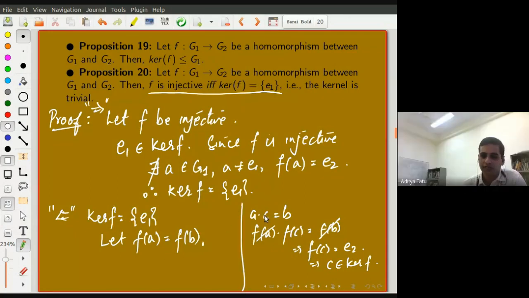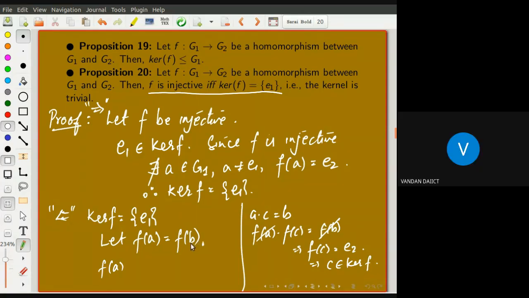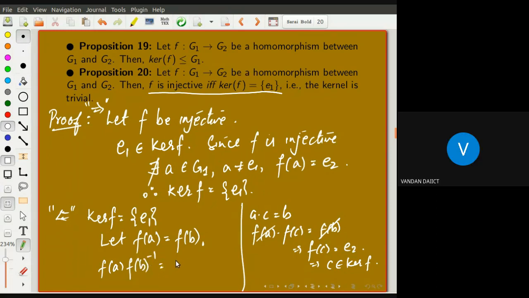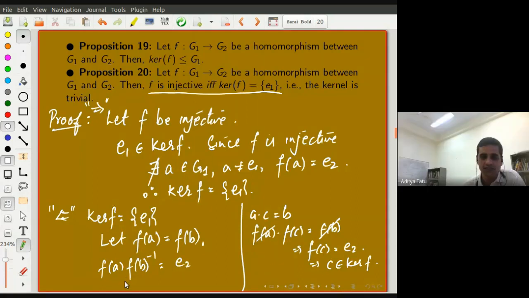I think you can avoid using C simply by doing it this way. So F of B is an element in group 2, right? Therefore F of B inverse is also an element in group 2. I can multiply on the right by F of B inverse on both sides. What will I get on the right hand side? Identity, E2. And F is a homomorphism, so this is equal to F of A B inverse.